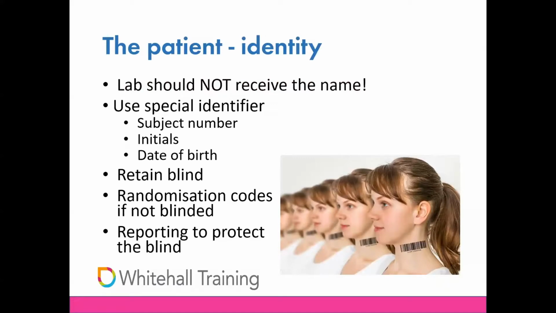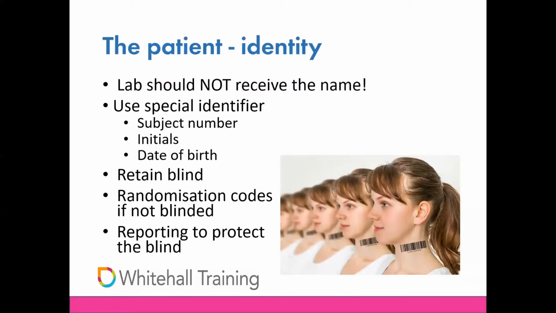ICH GCP, as well as safety, grants every subject on a clinical trial the right to privacy and confidentiality. This means that the full identity of the trial subject shouldn't be revealed anywhere other than at the location where the trial is being conducted. So no subject identifiers should be received in an off-site lab.